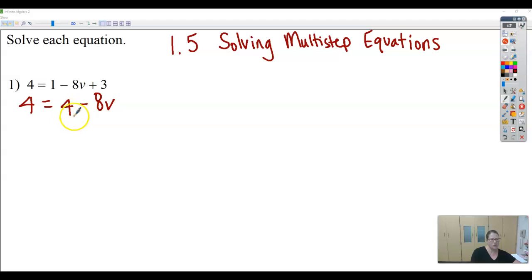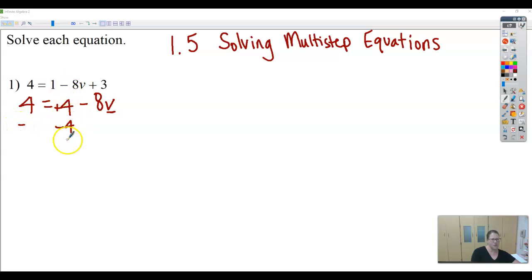Now we're going to start undoing things. Since we're trying to get v by itself, we want to undo this times 8, and we want to undo this 4 out here. We always start with the plus or minus, everything that's in front, or furthest away from v, and then we move towards the things that are multiplied or divided by v. So we're going to undo this 4. Now this 4 is out front, and since there's no sign in front of it, that's a positive 4. So in order to undo this 4, we're going to have to do the opposite. We're going to have to subtract 4.